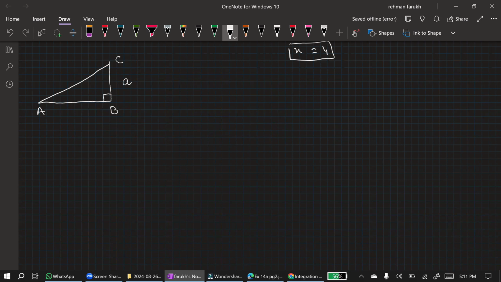Okay, sir. The name of the side opposite to the angle B is small b. The sides are denoted with the help of small letters, and the angles are denoted with the help of capital letters. Okay, sir. And what is the name of the side AB? Is it small a, small b, or small c? Small c. Yes.